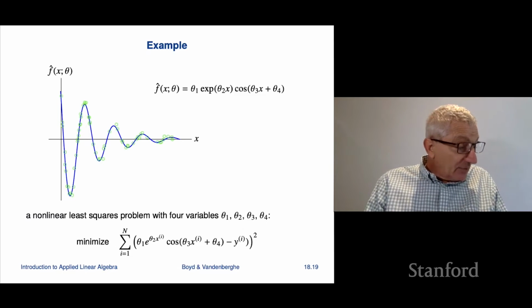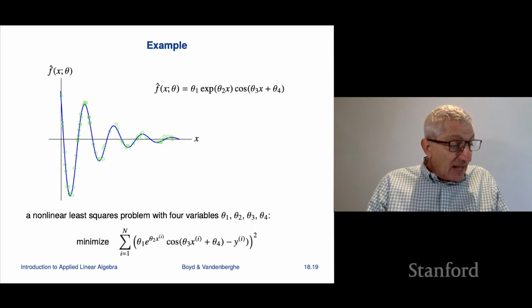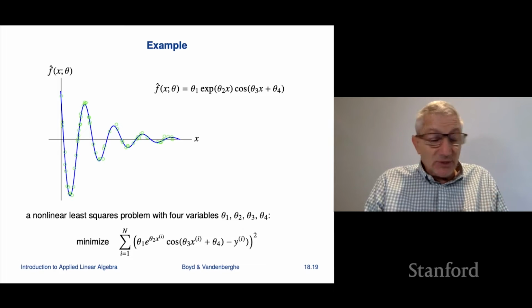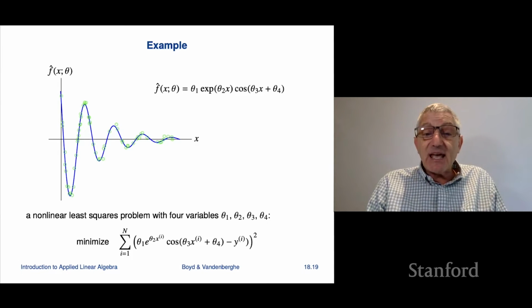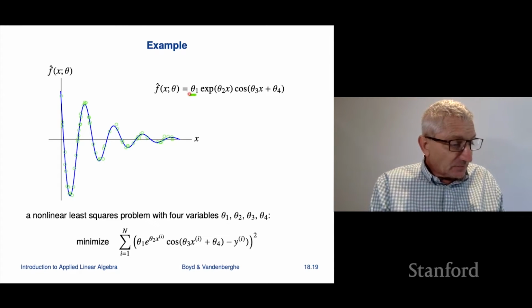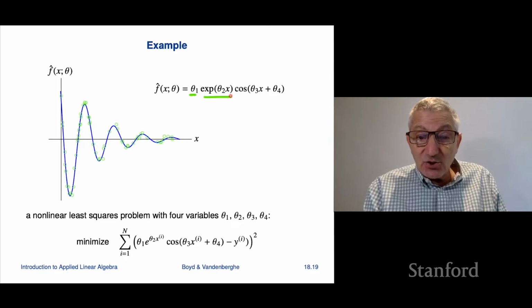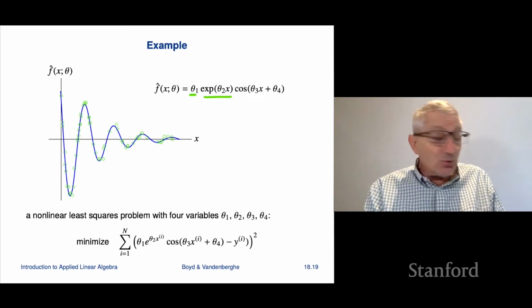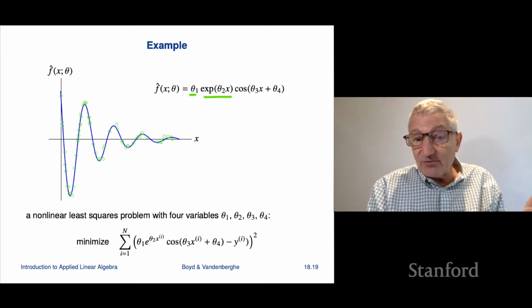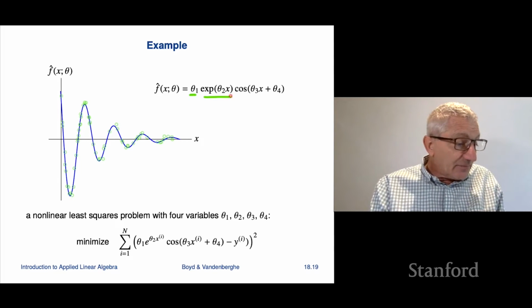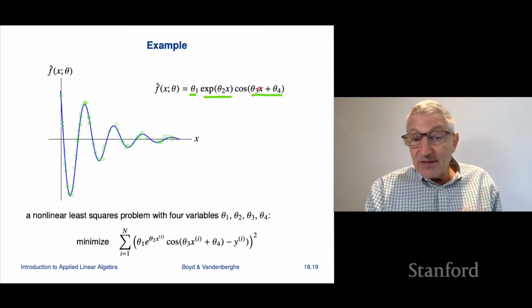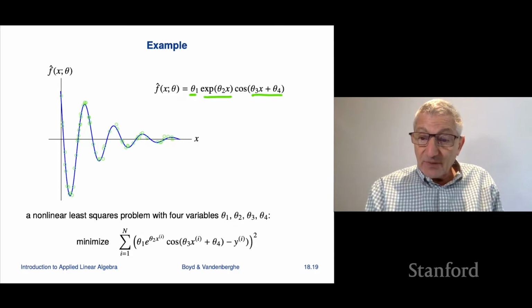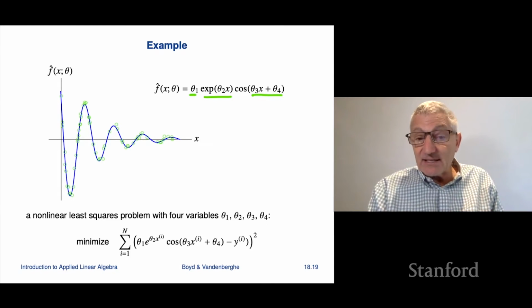So we'll look at a quick example. We have some data, and for some reason, we believe that it has the form of a decaying sinusoid. Okay, so we're going to write it this way. It's theta 1 times exp(theta 2 x). Theta 2 gives you the decay rate if it's negative, or the growth rate if it's positive. And then a cosine term, cosine(theta 3 x + theta 4). Theta 3 is essentially the frequency of the sinusoid, and theta 4 gives you the offset or phase for that.